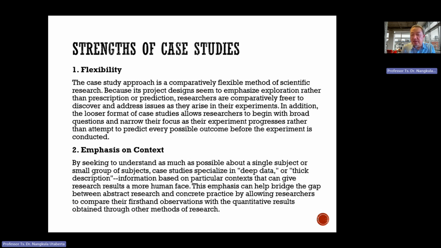Of course, the next strength is the emphasis on context. So your cases are not in silos. They do not stand in a vacuum. Of course, they have a context. So in case study research, context is a very important component in analyzing the data and everything.